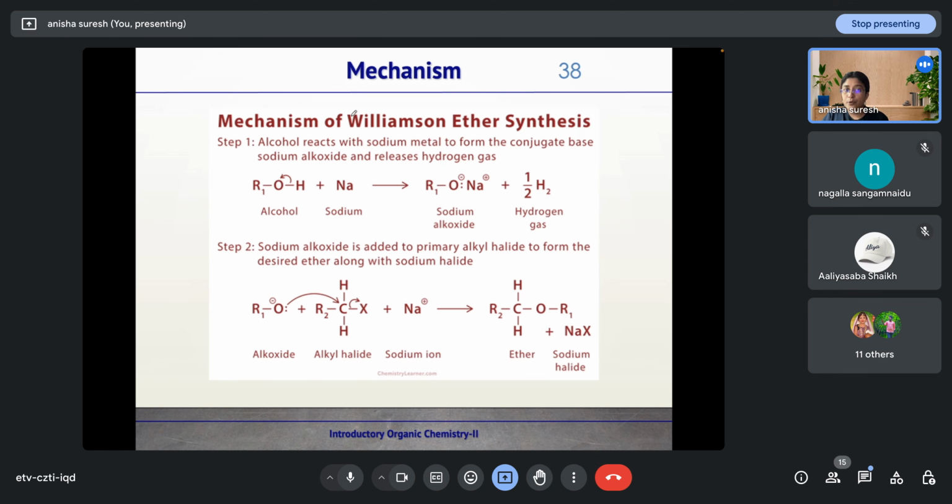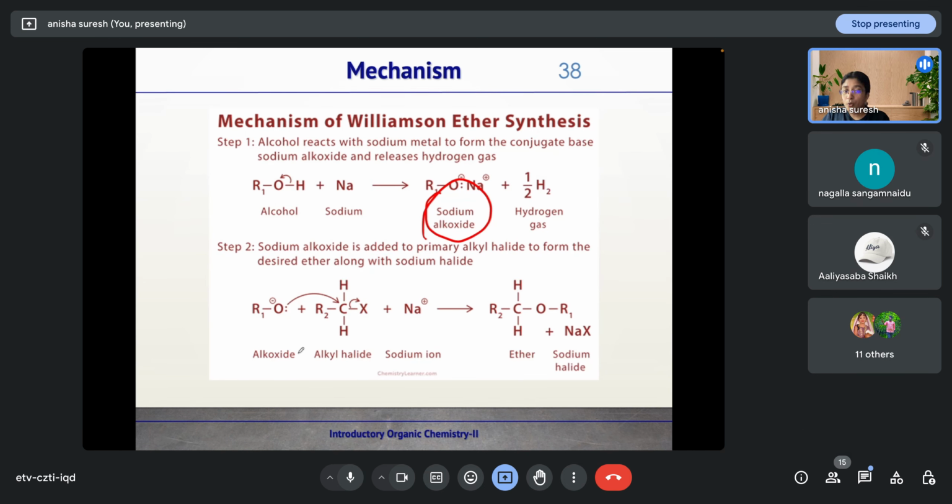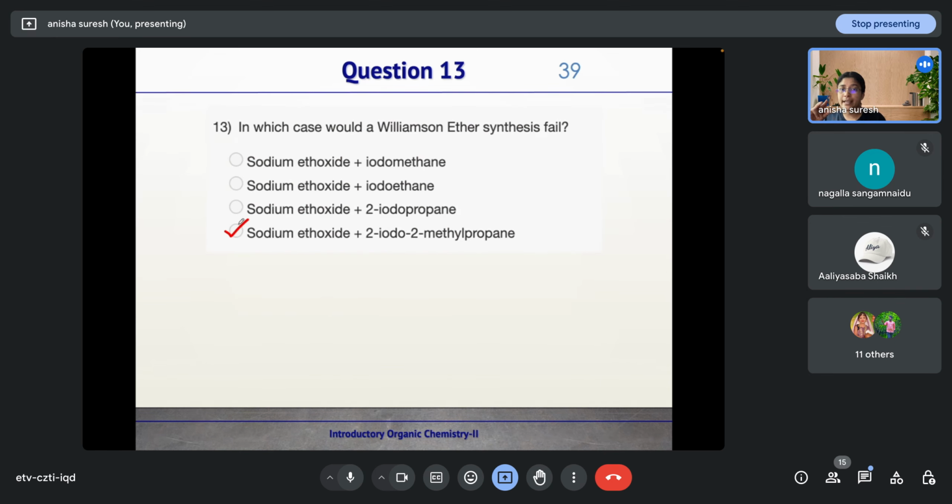So we can see the mechanism of Williamson ether synthesis. They have given the sodium alkoxide. The first step is already given. We have sodium methoxide in hand. So now we should have an alkyl halide, and this alkoxide will attack in an SN2 fashion, leaving this X minus, which is the halide, and we will get the ether. So for this reaction, the attack on the alkyl halide should preferably be on a primary or secondary one, because tertiary will cause steric hindrance for the SN2 reaction to take place. So that is why this reaction will fail. Clear?